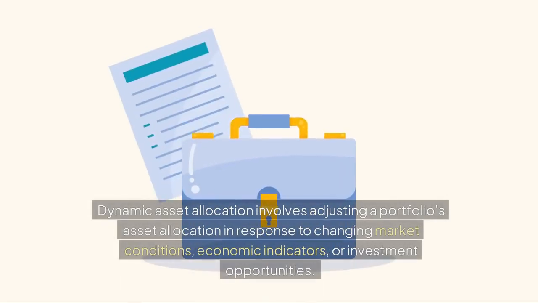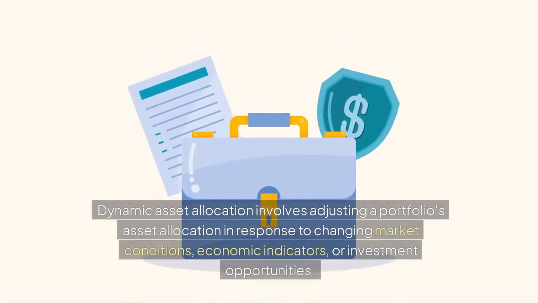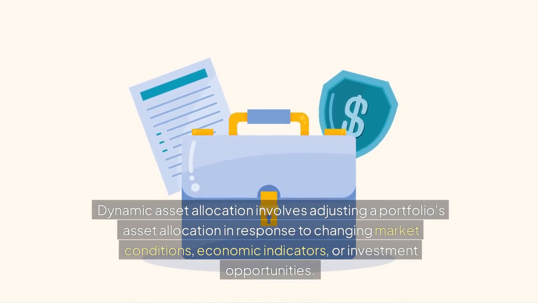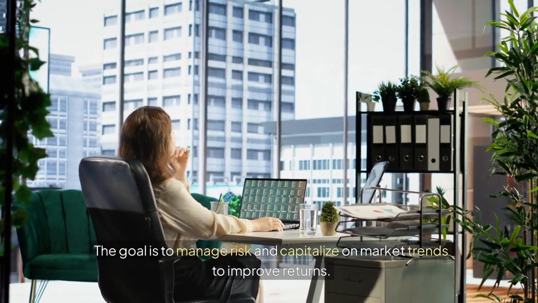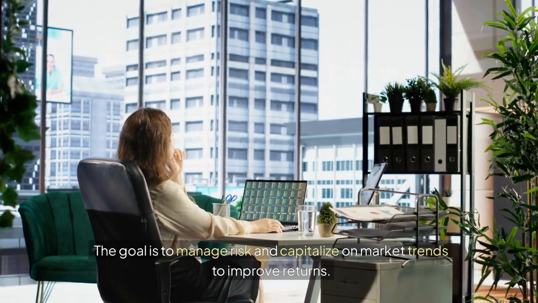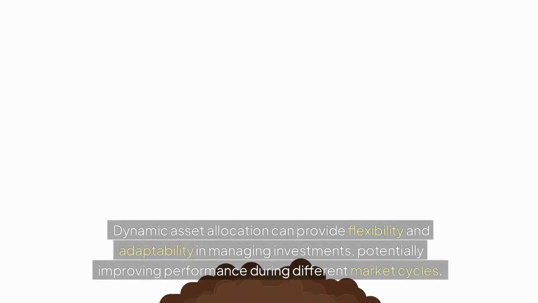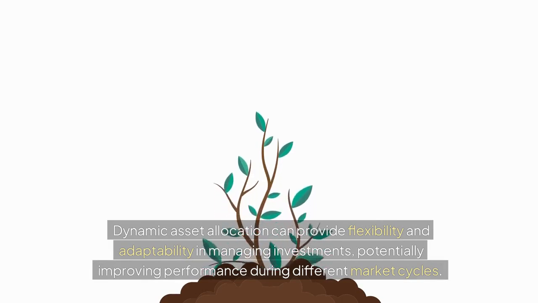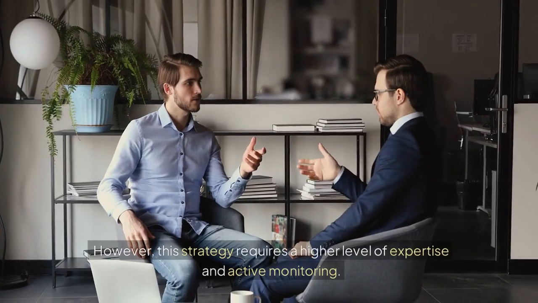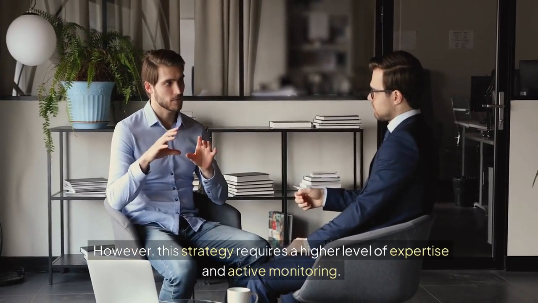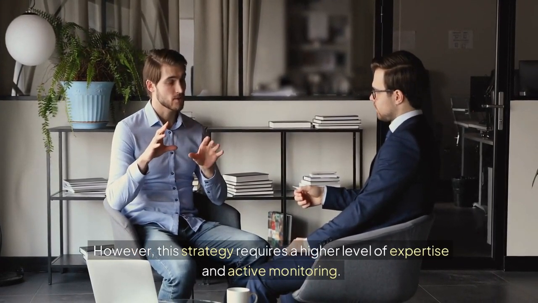Dynamic asset allocation involves adjusting a portfolio's asset allocation in response to changing market conditions, economic indicators, or investment opportunities. The goal is to manage risk and capitalize on market trends to improve returns. Dynamic asset allocation can provide flexibility and adaptability in managing investments, potentially improving performance during different market cycles. However, this strategy requires a higher level of expertise and active monitoring.